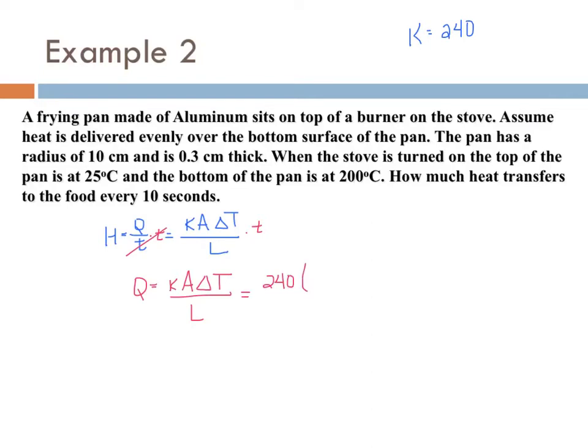The area, here we're talking about a circular bottom. So this is pi r squared. So our radius is 10 centimeters. I can put that in as 0.1 meters. And my change in temperature, it's going from 25 degrees Celsius to 200 degrees Celsius.